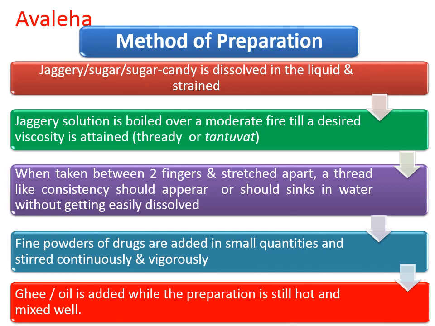Ghee and oil, if mentioned, can also be added when the mixture is hot, because at this stage only the ghee or oil will easily get dissolved into it. And if drugs containing volatile ingredients are mentioned, like clove or cardamom or ginger, in that case they are added when the mixture is lukewarm or cold enough.